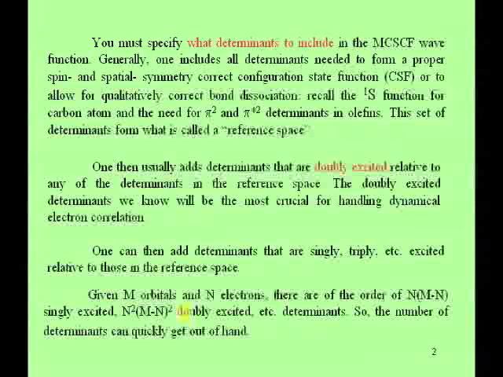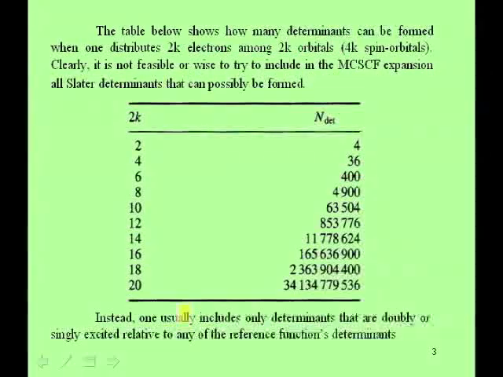Suppose that you had this situation where you had 10 electrons in 10 orbitals. This 2K here would be 10. This just means how many electrons there are. So suppose you had a water molecule and you wanted to take the 10 electrons and you said, I'm going to be very stubborn. I'm going to put the 10 electrons in these 10 orbitals in all possible ways. Well, if you do that, you would end up with 63,504 Slater determinants total.